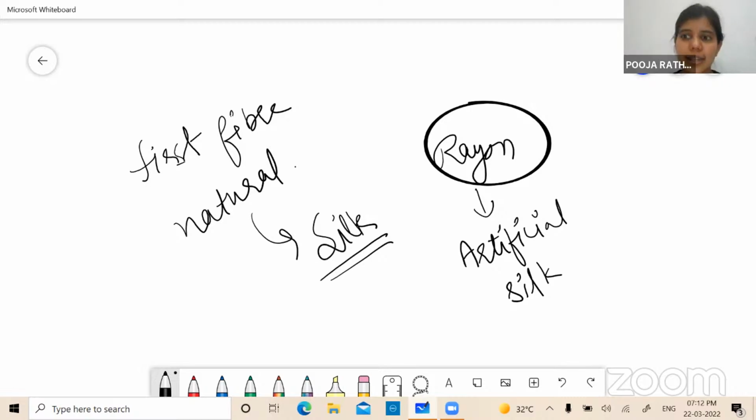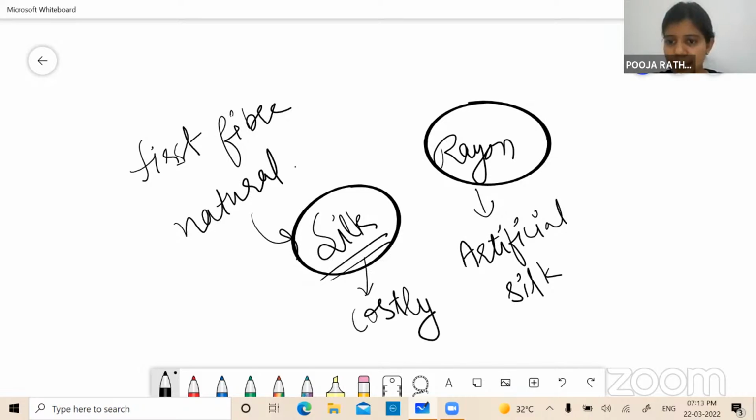Okay, I will tell. We developed artificial silk because natural silk was very less and it takes so much time to reproduce or develop. Also, since it has very less availability, it was so costly to buy. So in order to fulfill our needs of silk, we developed artificial silk.